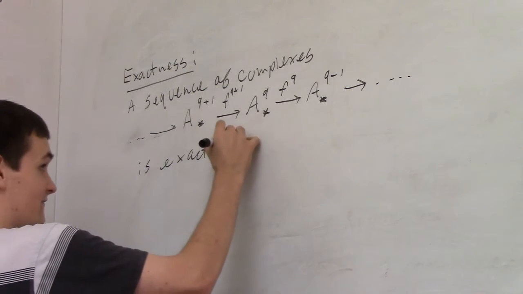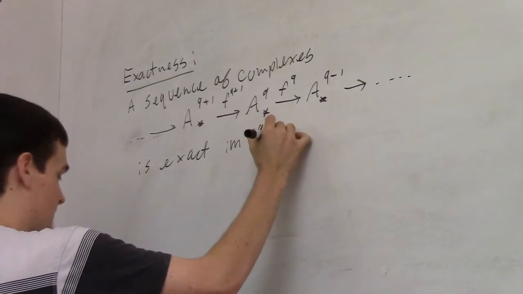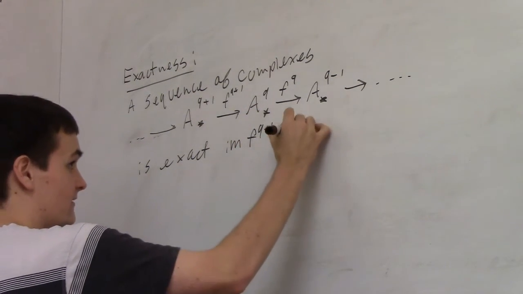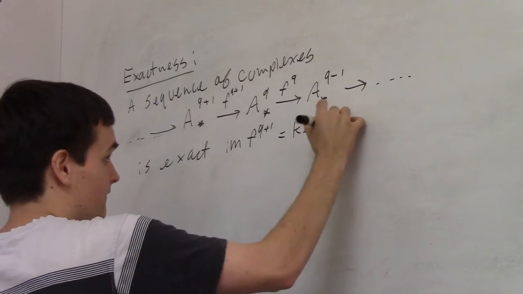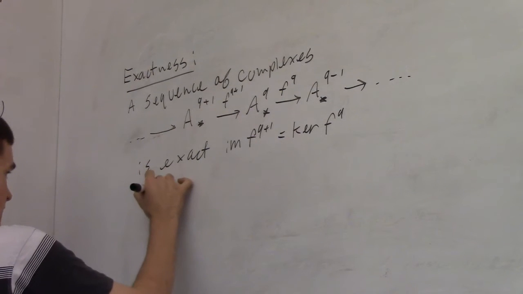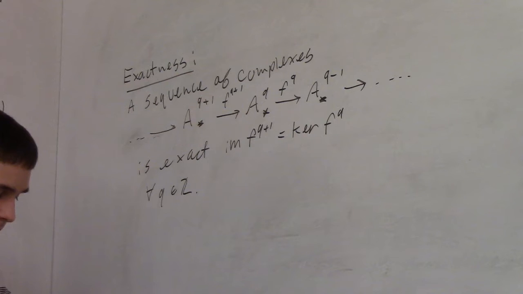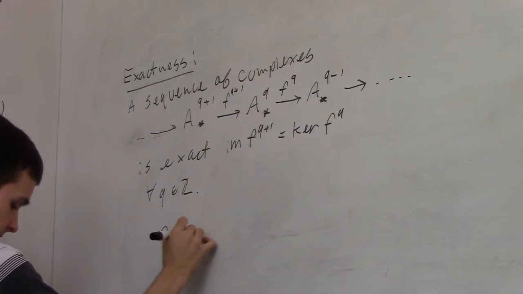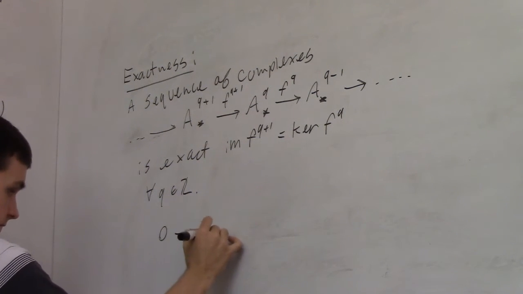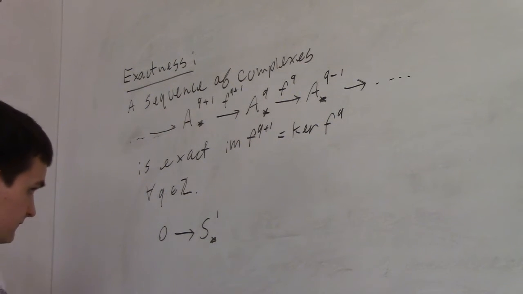So it's exact if the image of the Q plus 1 chain map is the kernel of the Qth chain map for all Q natural numbers. So then a short exact sequence is just one of these guys. So it's like all possible triples are exact, basically, right? Right. Exactly. Given your initial definition of exact, yeah.